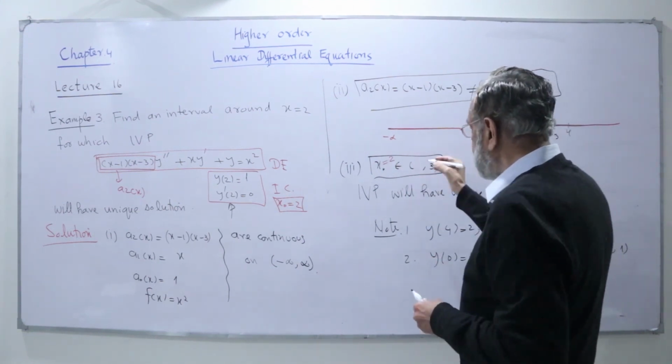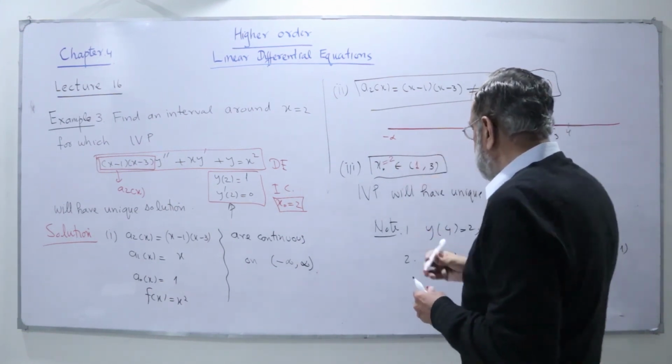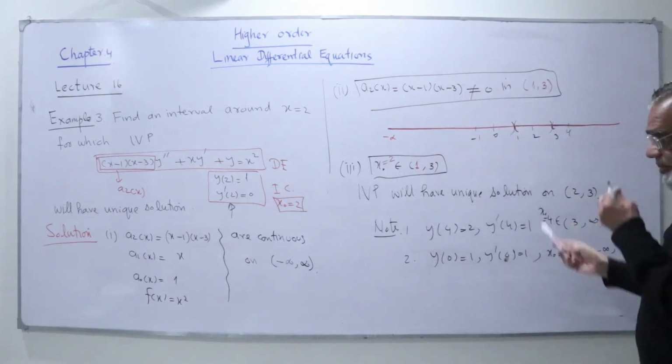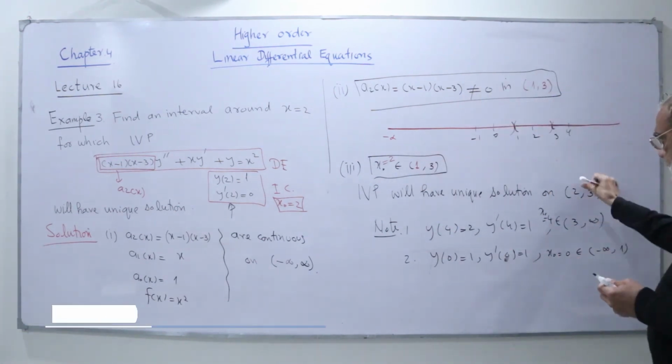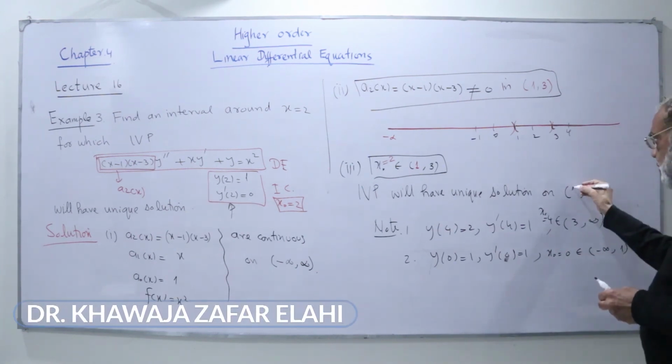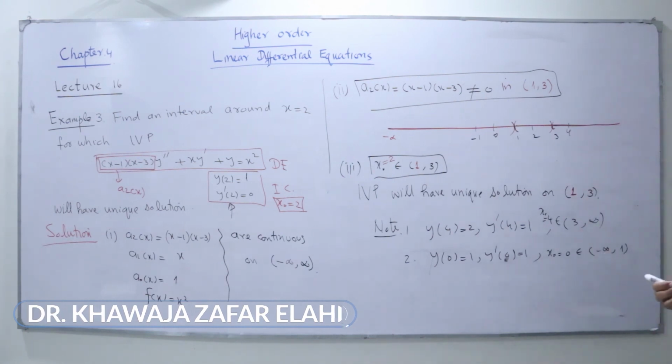Let me make a correction here. This is 1 to 3. So x equal to 2 is coming in this interval 1 to 3. So we have a unique solution on the interval 1 to 3.